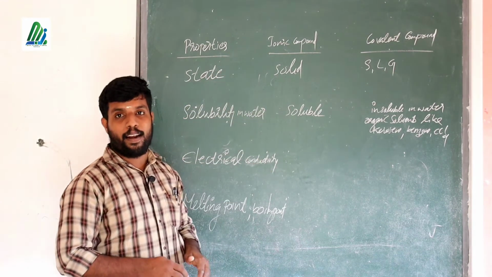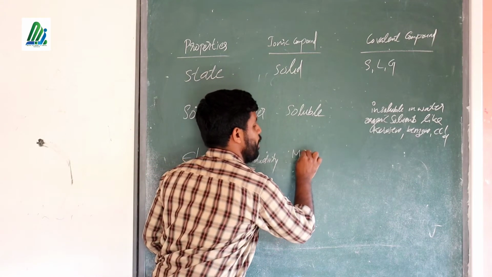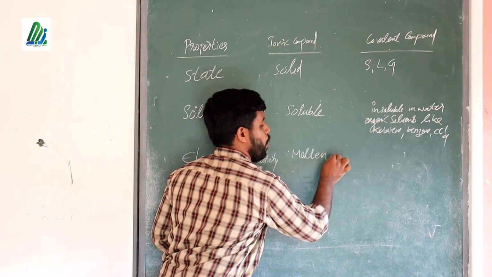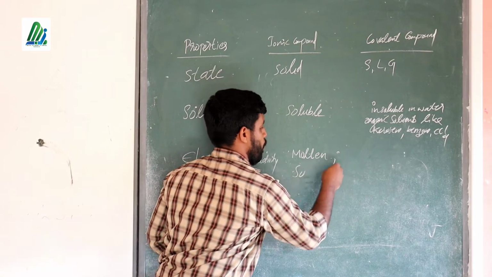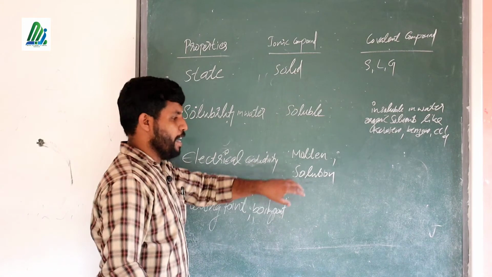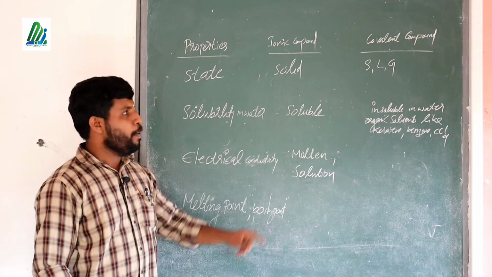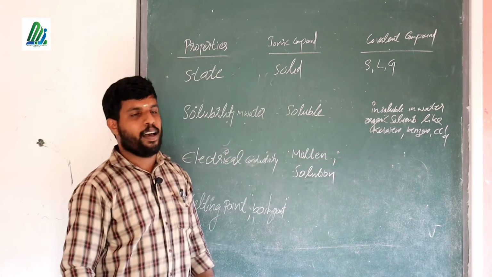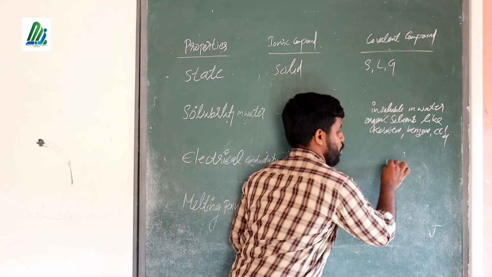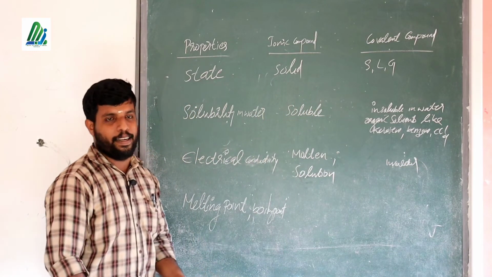Ionic compounds are conductors in molten or solution form. In molten and solution form, they conduct electricity. But covalent compounds do not conduct electricity, they are insulators. They do not conduct electricity.